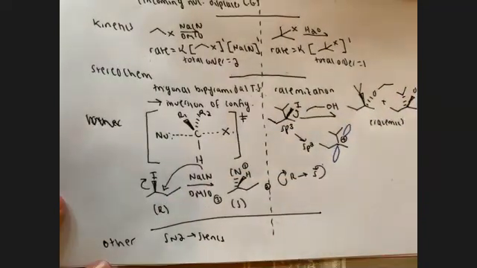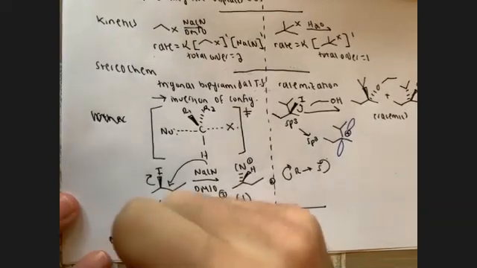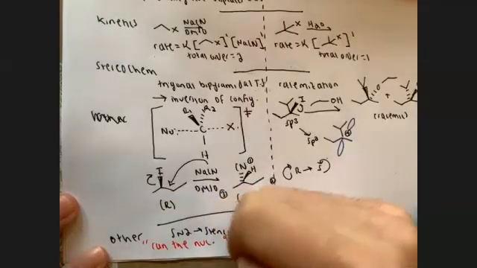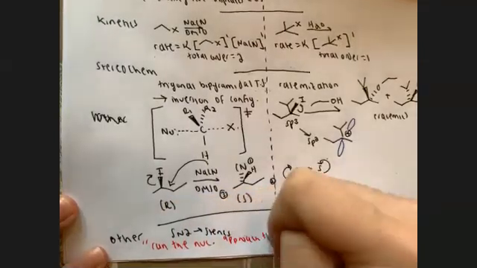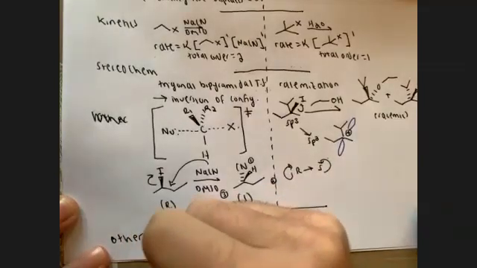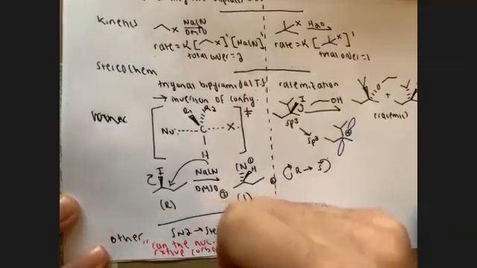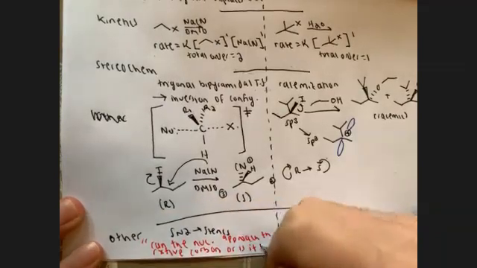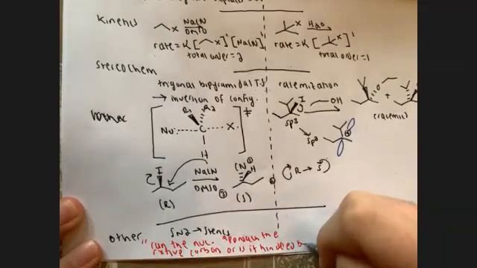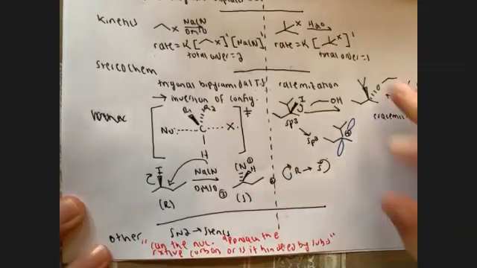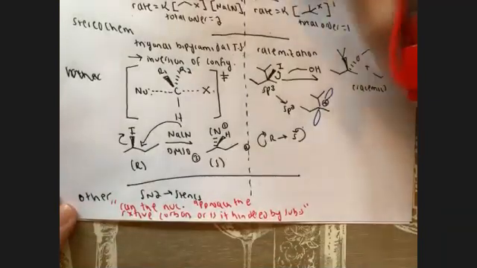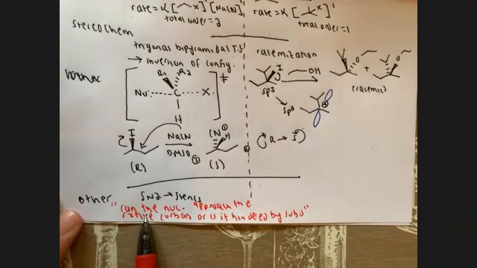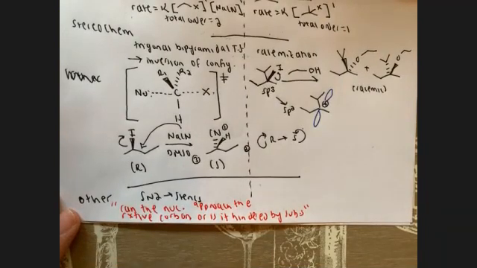So really, you need to ask yourself this key question, and I'm going to write it in red. Can the nucleophile approach the reactive carbon, or is it hindered by substituents? So what am I saying? Well, can that incoming nucleophile approach the reactive carbon, meaning the carbon that bears that leaving group, or is it hindered by substituents?